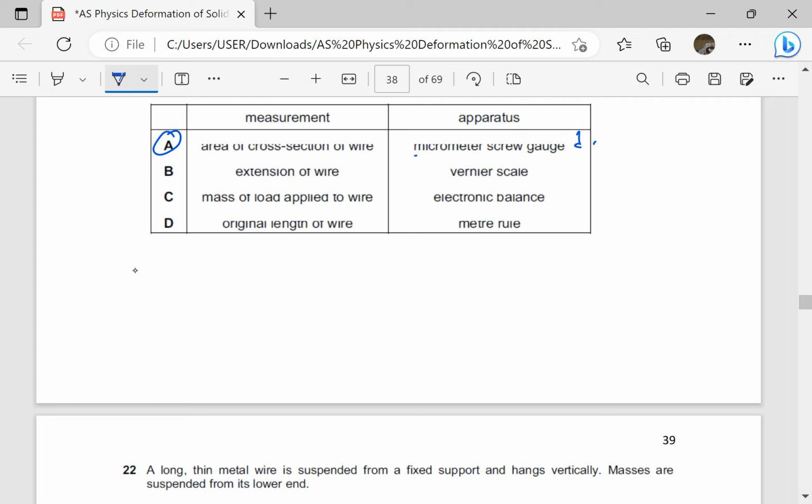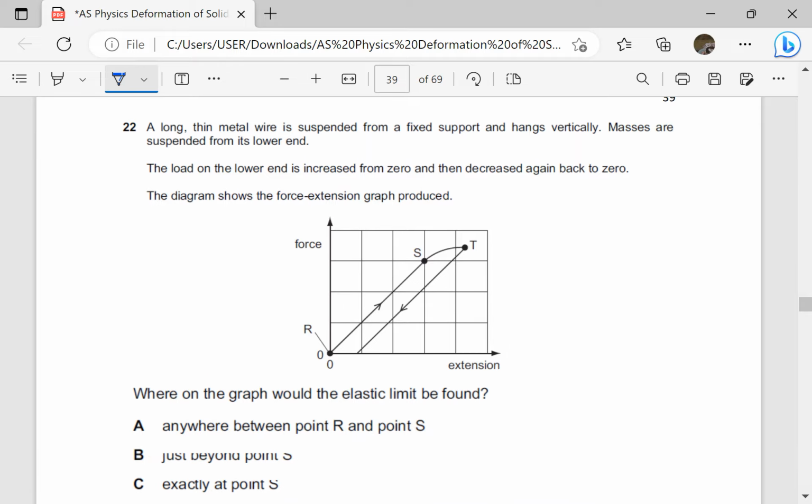Extension, vernier scale, that one is fine. Mass, electronic balance, fine. Original length, meter rule, that's fine. A long thin metal wire is suspended from a fixed support and hangs vertically. Masses are suspended from its lower end. The load on the wire on the lower end is increased from 0 and then decreased back to 0.